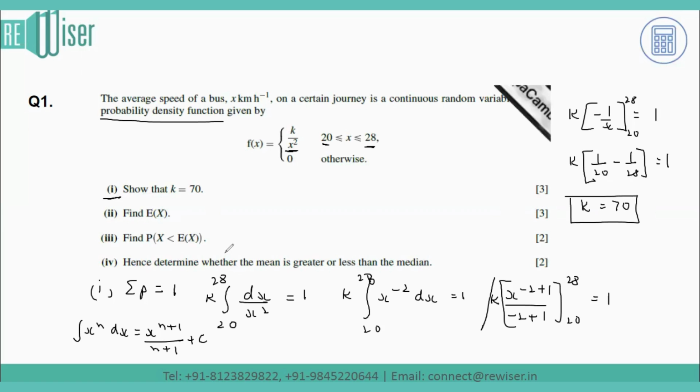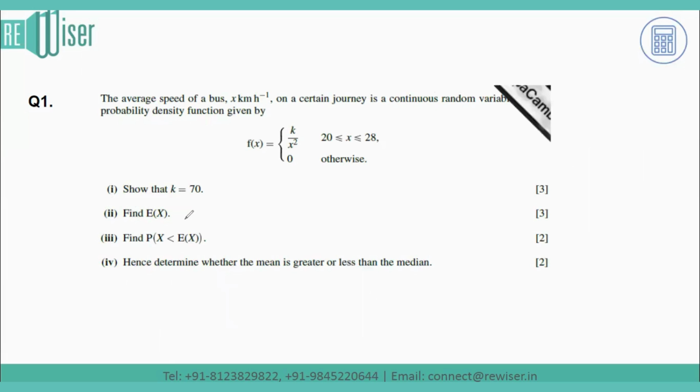Now, moving on to the second part of the question, it says find E(X). E(X) means the expected value, also known as the mean. To answer this, the PDF, the probability density function, is given to us, from 20 to 28. The formula to get the mean or the expected value is the integral of x into f(x) dx, ranging over the given values. We know the value of k here, so we can put k as 70. The range of the function again starts from 20 and ends at 28.